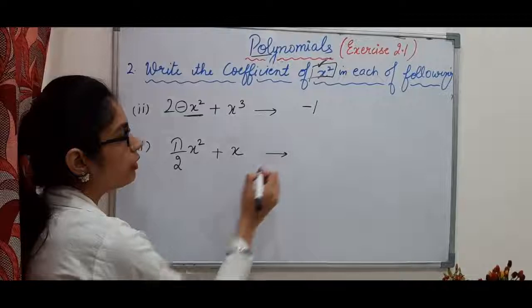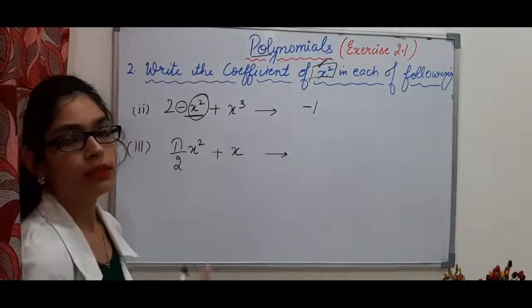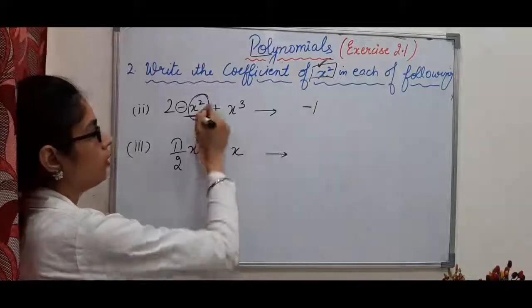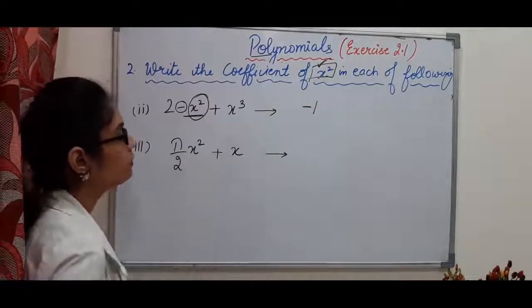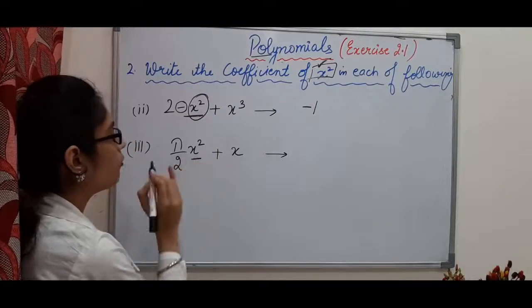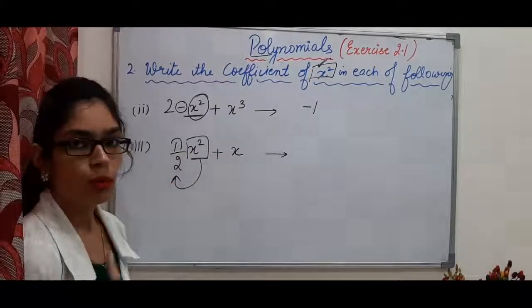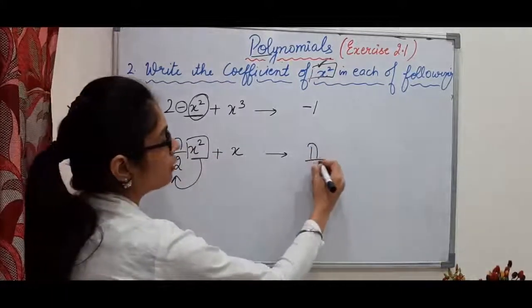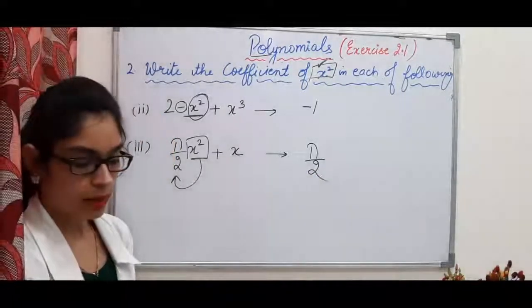Whichever number is written along with the required variable, you can mention that this is the coefficient of this variable. The required variable is x square. Now let's check this one, x square. You only have to look at the number with x square. Pi by 2 is written, which means pi by 2 is the coefficient of x square. The remaining 2 parts you have to try yourself.